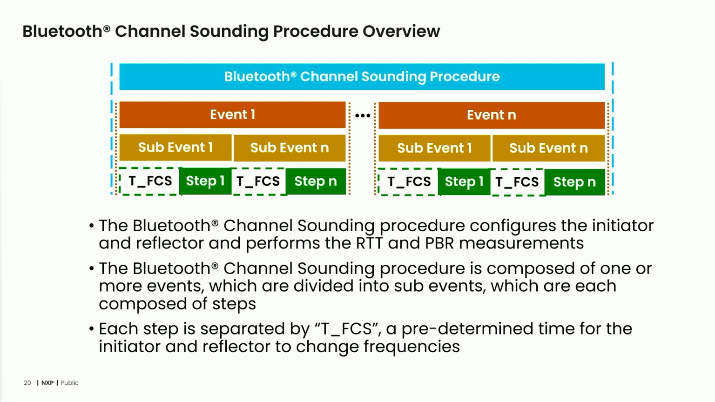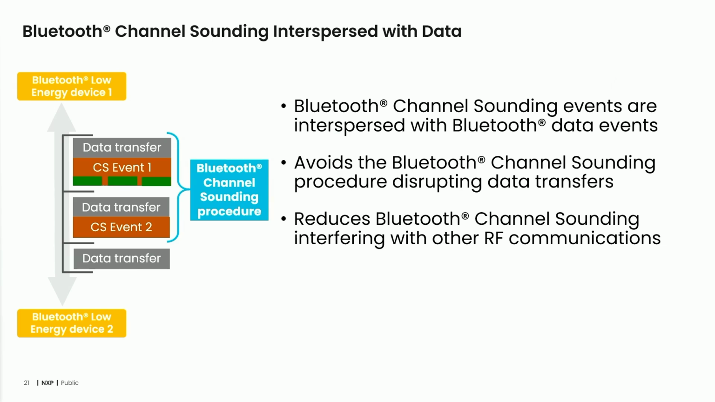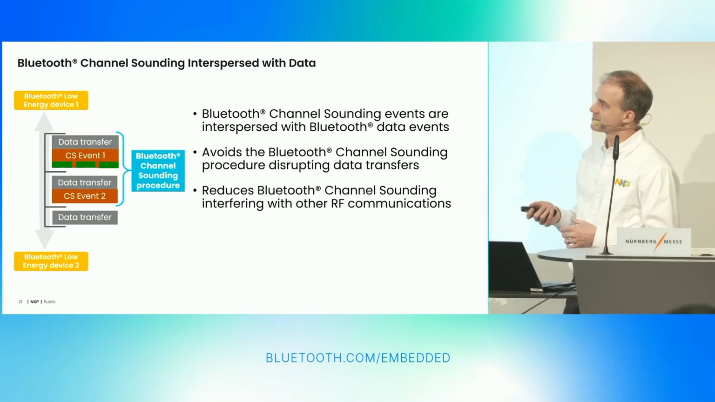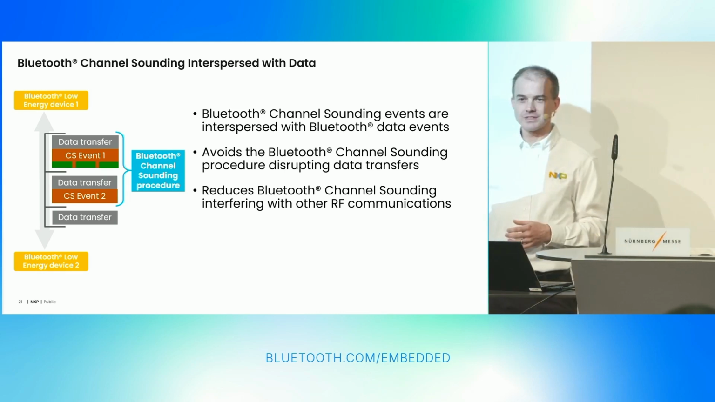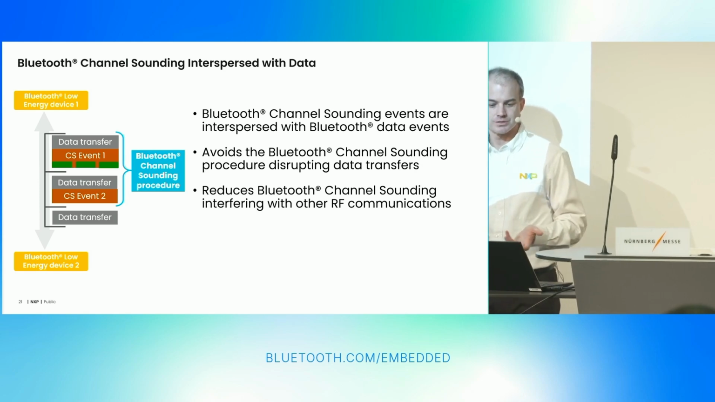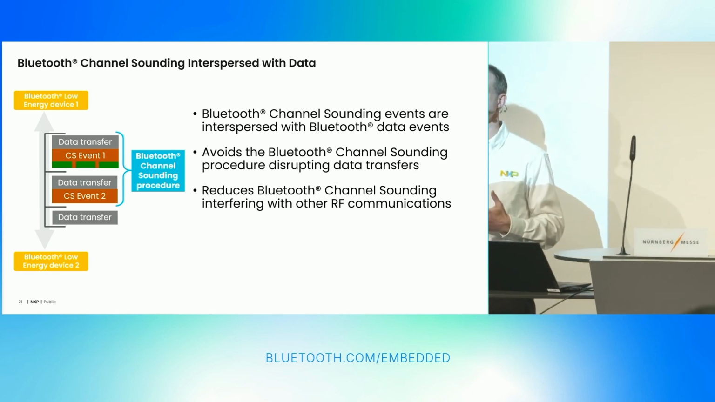If we go back to our previous diagram showing how Bluetooth channel sounding is interspersed with data traffic, you can see what we're talking about is just events. The channel sounding events are interspersed with data transfers, and multiple events interspersed between data make up a complete channel sounding procedure. So we're combining multiple events interspersed with data to make up that complete procedure for the full measurement range.